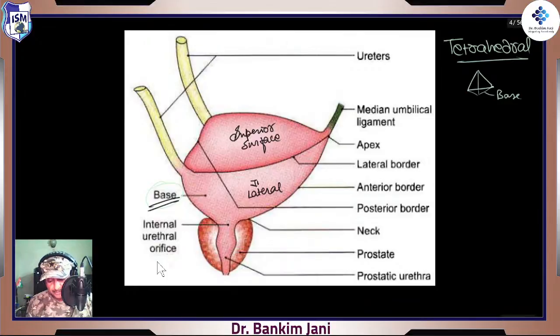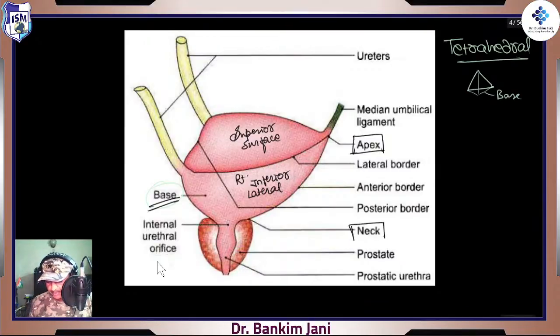And as it is inferior, right? So there is the superior surface, and then we have the inferior, inferolateral, and there would be the right side and the left side. So right inferolateral, left inferolateral, base, and the superior. That's how the whole bladder is arranged. That's the apex, right? Absolutely front.